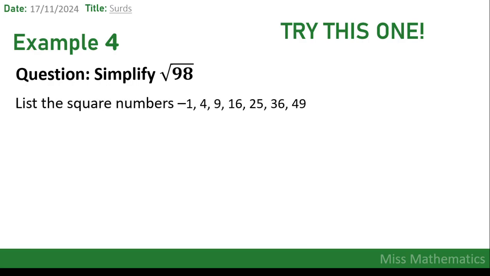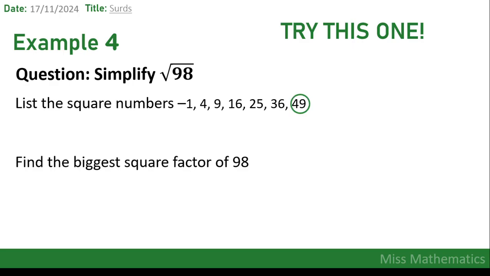Try this one. It's a bit of a bigger number. Simplify root 98. Pause the video here and give it a go. So if we list out the square numbers, this time we'll have to list a few more. We can see that some of these are square factors of 98. However, the biggest one is 49, because root 49 times root 2 is equal to root 98. Root 49 can be simplified to what? 7. So therefore, root 98 is the same thing as saying 7 root 2.